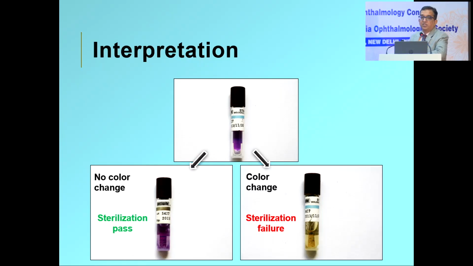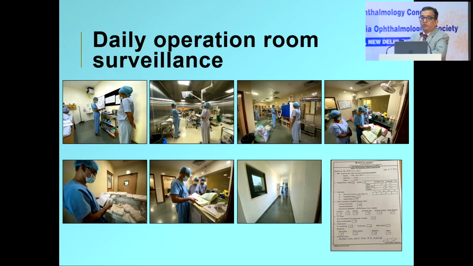However, if there is a lapse in the sterilization, the pressure has not reached, or the steam has not penetrated, then the spores would not die. Once you crush it and incubate it, the spores would turn into bacteria, and then you would get a color change. So, you just need to look for the color change. However, just doing this is not enough. This is not the microbiological surveillance, this is an operation room surveillance.